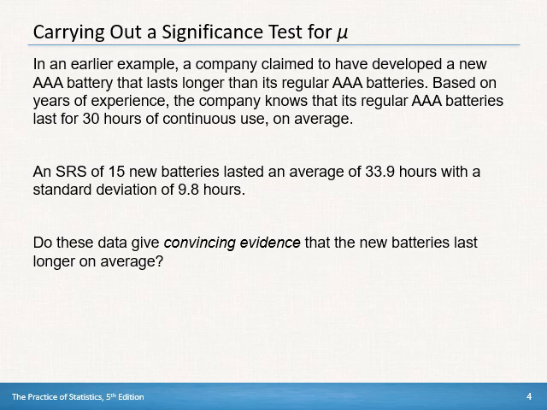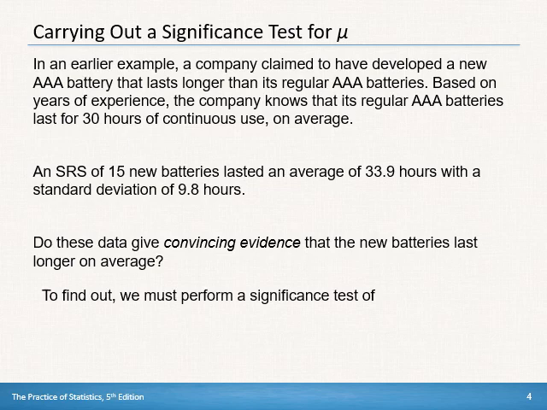We won't expect every sample to come back at exactly 30 hours, even if the new batteries and the old batteries last the same amount of time. In other words, the new batteries basically fail; they're the same as the old ones. Even if they were the same, we would expect some variation in our sample data. We wouldn't expect every sample mean x bar to be exactly 30 hours, even when the true mean is still 30 hours. They're going to vary quite a bit. So maybe we got that 33.9 hours just by chance. What's the probability that could have happened?